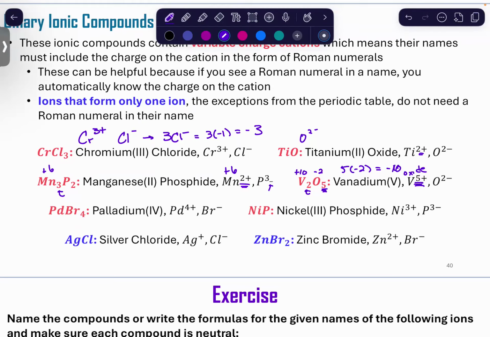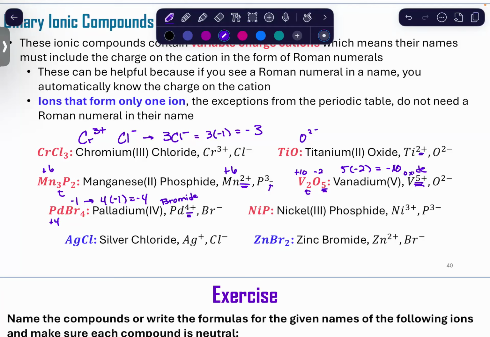Let's see. PdBr4. That was pretty straightforward. I look at the periodic table and I see that each bromine is a -1. 4 of them, the total is a -4. And I know that 1 palladium is going to neutralize those 4 bromides. So palladium has to be a +4. So that's palladium 4. I'm really forgetting the second name of these. So this is palladium 4 bromide.